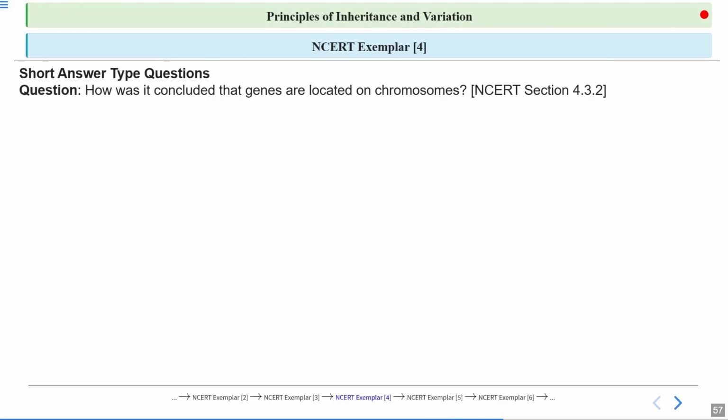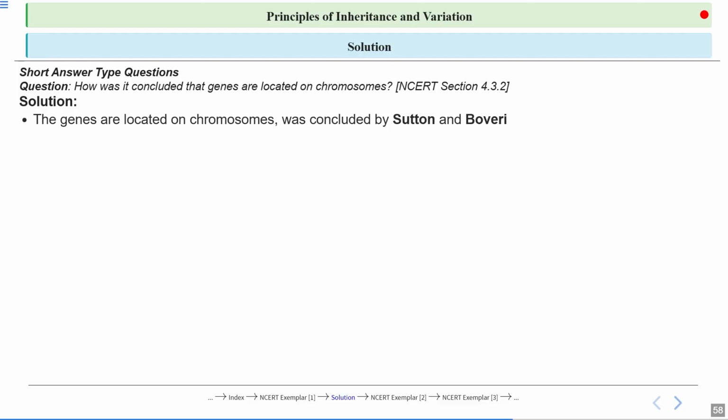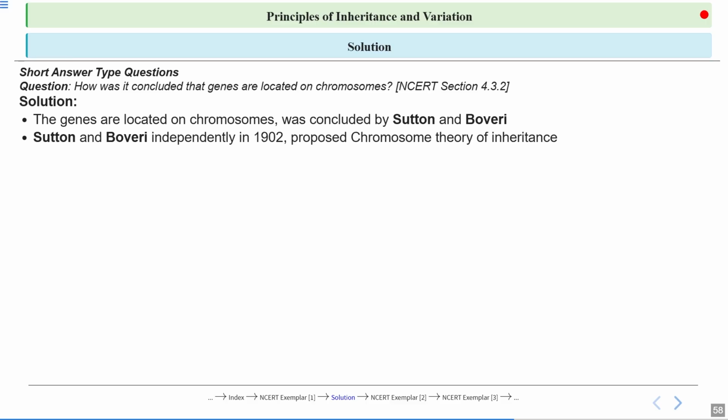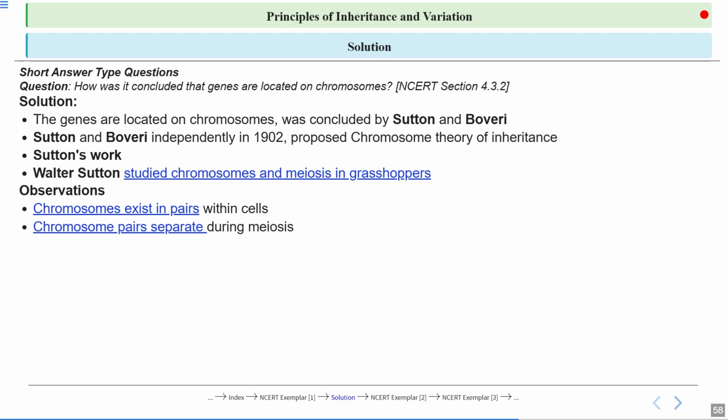The next question: how was it concluded that genes are located on the chromosomes? This was concluded by Sutton and Boveri. Sutton and Boveri independently, in 1902, proposed the chromosomal theory of inheritance. What was Sutton's work? Walter Sutton studied chromosomes and meiosis in grasshoppers. What were the observations? Chromosomes exist in pairs within the cells, and chromosome pairs separate during meiosis. Each gamete receives only one chromosome from each original pair.